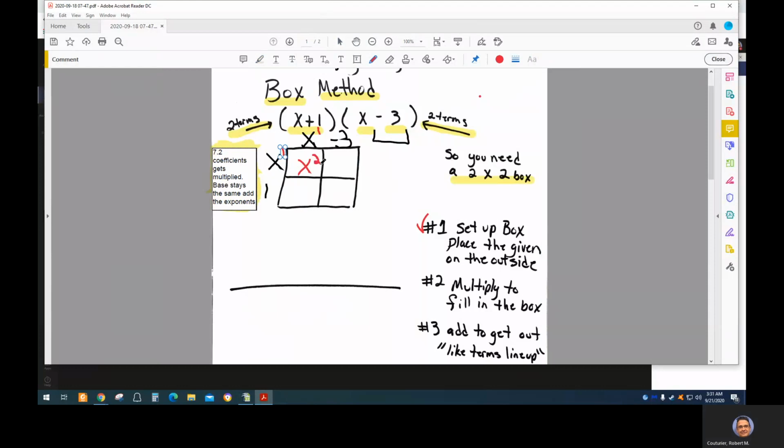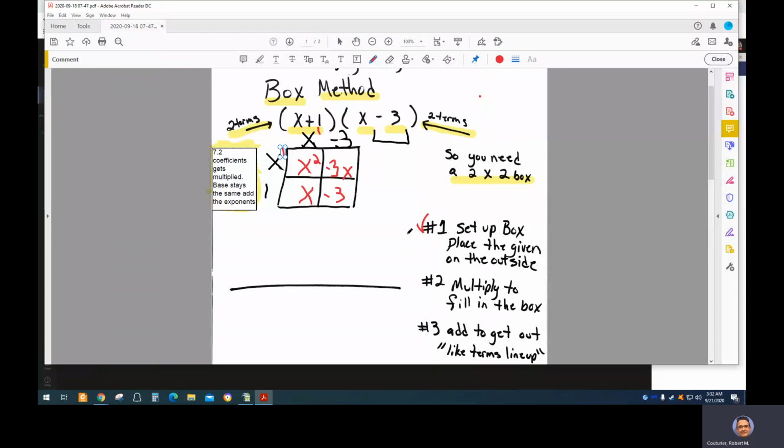Notice this box here. Well, all we have is a constant. So a negative 3 times the coefficient, which is 1, is a negative 3. And then the x just comes on over. Same thing here. 1 times 1 is 1, and so the x just comes down. 1 times negative 3, see how we're doing that horizontal and vertical multiplication, is a minus 3.